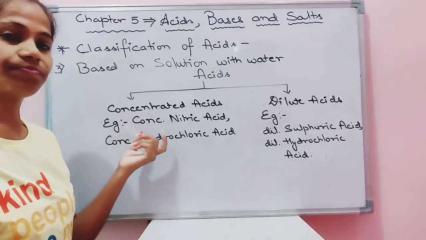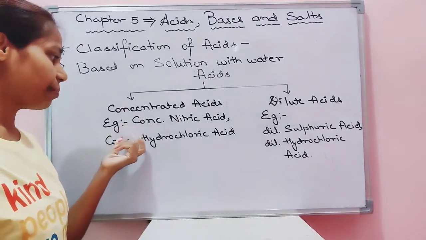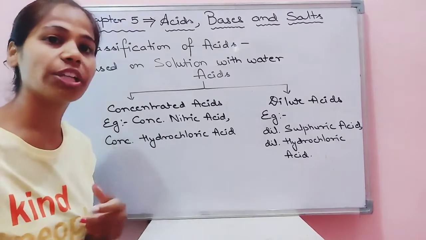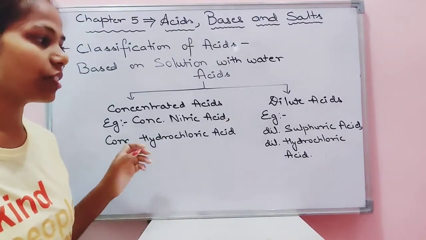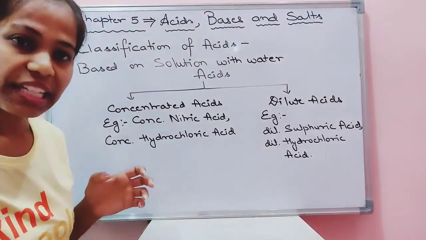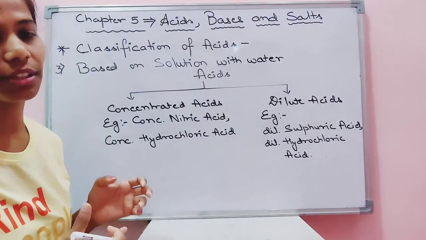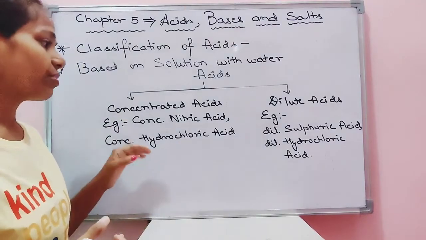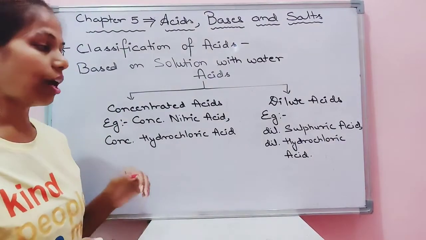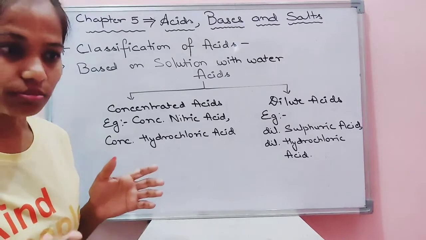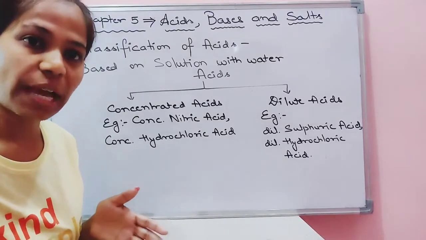Concentrated acid, having the example concentrated nitric acid, concentrated hydrochloric acid. Children, these acids are generally made in the labs with the help of minerals, with the help of chemicals we make it, okay. So concentrated acids are made in lab with the mixture of chemicals.